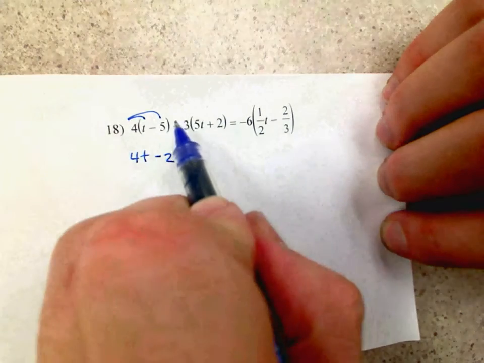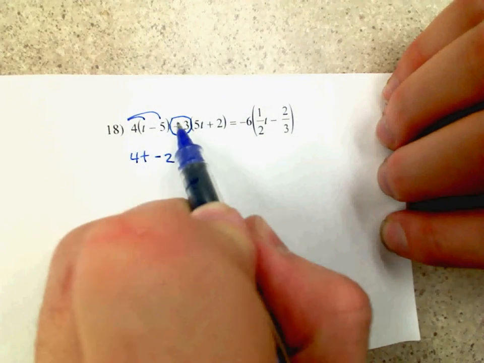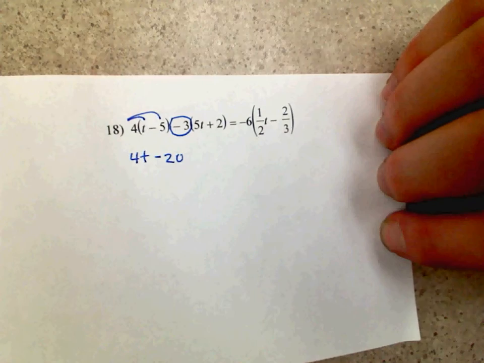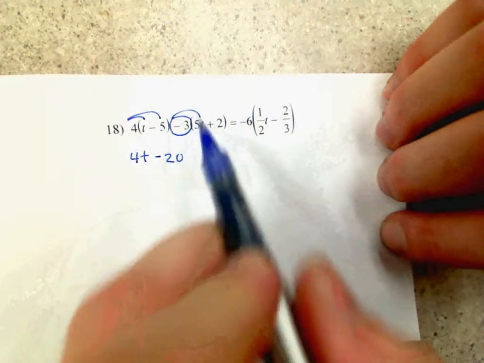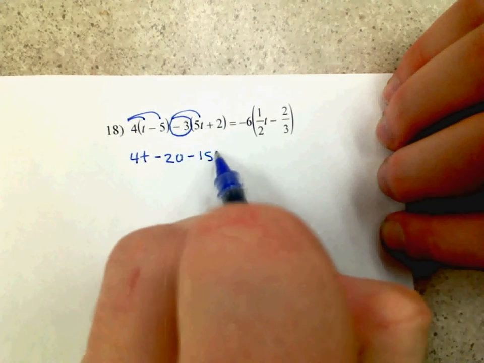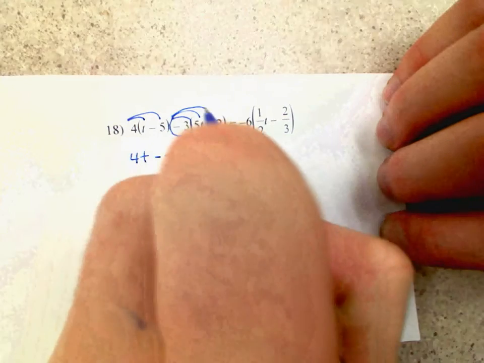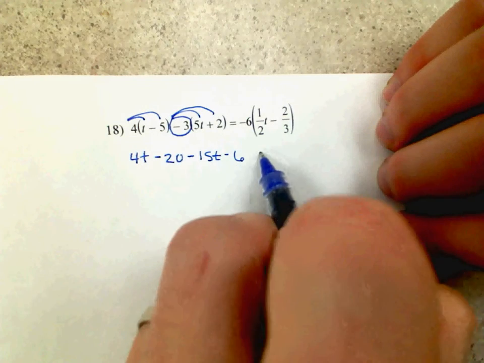Now here, make sure you realize that you're distributing a negative 3. Negative stays with it. And so negative 3 times 5t, that would be negative 15t. And negative 3 times 2 is negative 6. Equal sign.